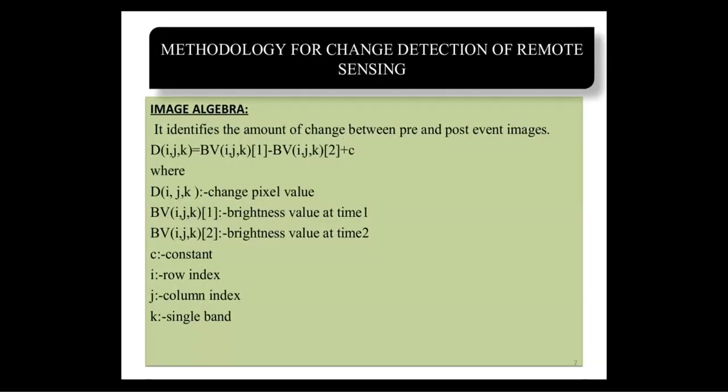The methodology for change detection in remote sensing, we can see here image algebra, defines the amount of change between pre and post event images, where d(i,j,k) is equal to b times bv(i,j,k) at time 1 minus b times bv(i,j,k) at time 2, plus c. Here d(i,j,k) represents the change pixel value, bv(i,j,k) at 1 represents the brightness value at time 1 and at 2 the brightness value at time 2. The c represents a constant, i is the row index, j is the column index, and k is a single band.